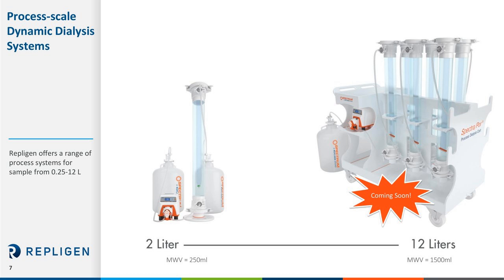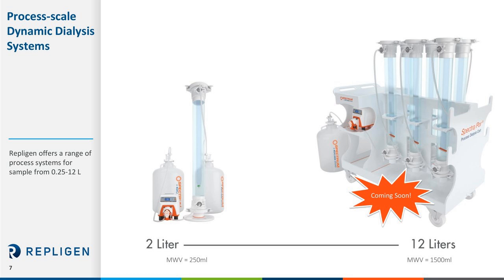So these are a few of the product offerings that Repligen has in dynamic dialysis systems. This one here on the left is our 10-liter tank, which is used to process up to 2-liter samples in dialysis membrane. The minimum working volume for this is 250 mLs. The reservoirs here, the tank, the tubing, and the waste tank are all made of GMP-grade materials. And we also offer a 5-liter tank and a 7-liter tank for smaller samples.